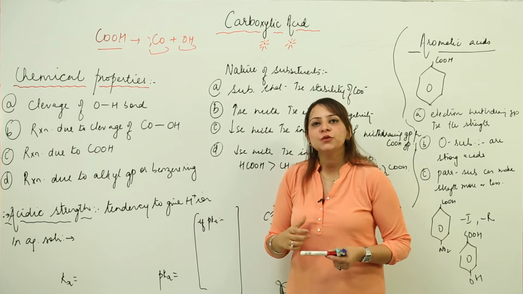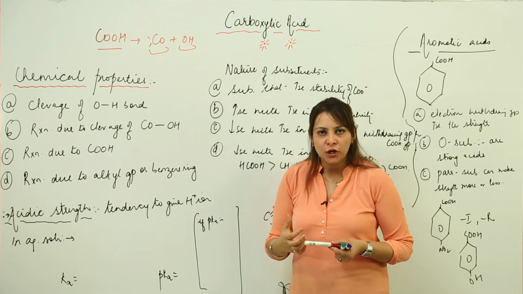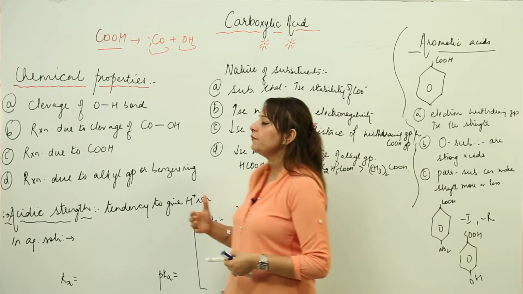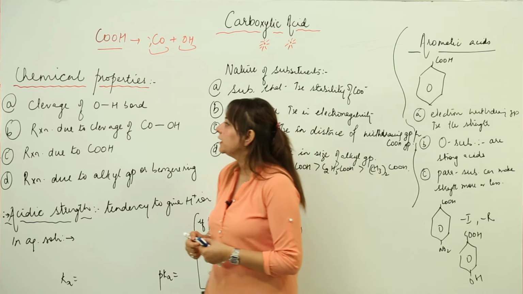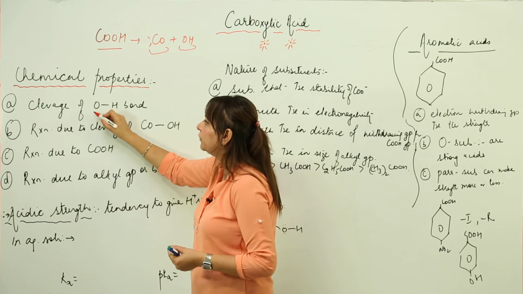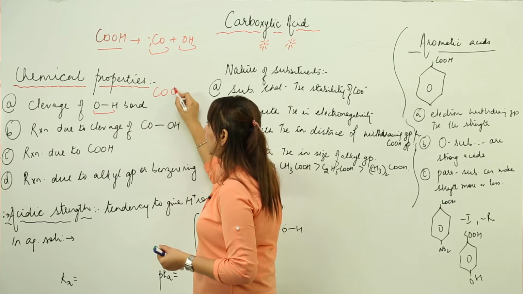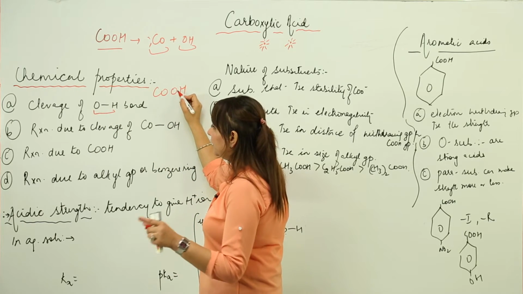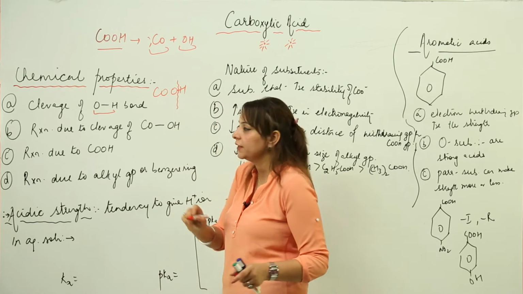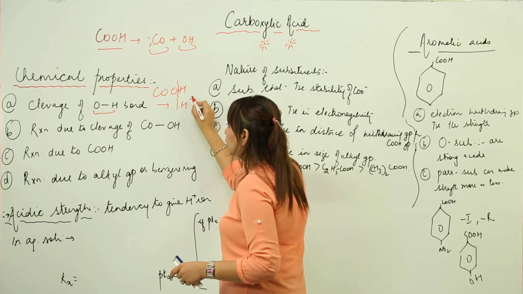So we can cleave many types of bonds in it, and accordingly we can get many compounds. So we have a few chemical properties for you. First is the reaction in which there will be a cleavage of the OH bond. As you know the bonding is such that, in the first reaction there will be cleavage in this bond. That means it results in the release of a hydrogen ion.